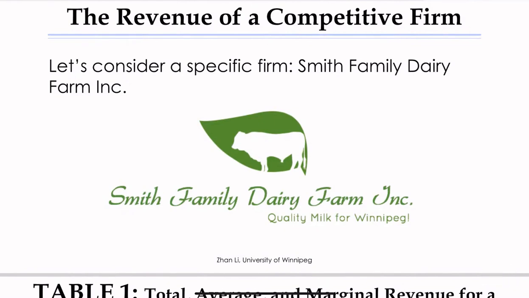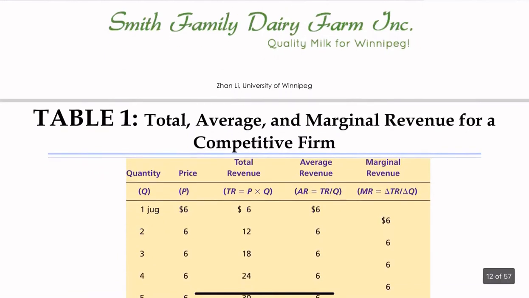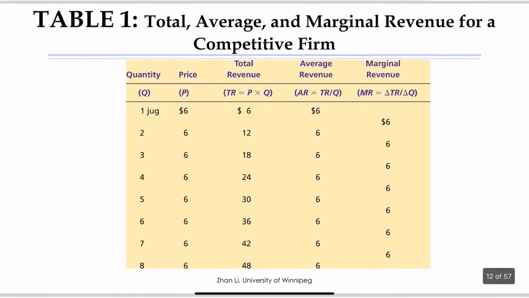So let's consider a specific firm. It's a milk firm. It's called Smith Family Dairy Farm. So let's first look at this table, which gives us quantity, price, total revenue, average revenue, and marginal revenue. Clearly, we have learned about these three guys, right? Quantity, price, total revenue. And we understand what is the quantity, what is the price, and how to calculate total revenue. So now let's look at this new guy here, average revenue.